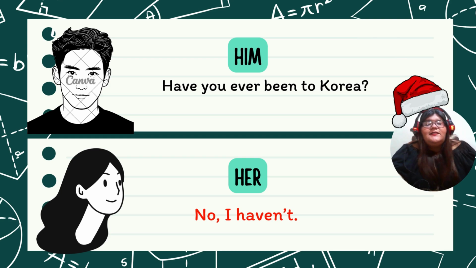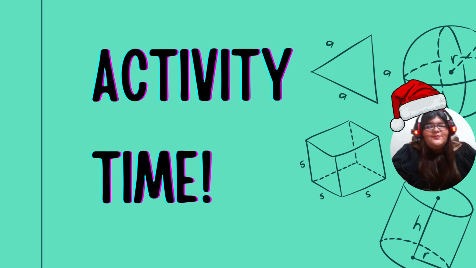So now let's see some examples so you know how to answer. Have you ever been to Korea? This handsome guy asks the girl, right? And she says, no, I haven't. So now let's have an activity time, because maybe you're thinking this topic was really easy, like a no brainer, right? Or is it cheesy? And that's why we will do an activity time together.